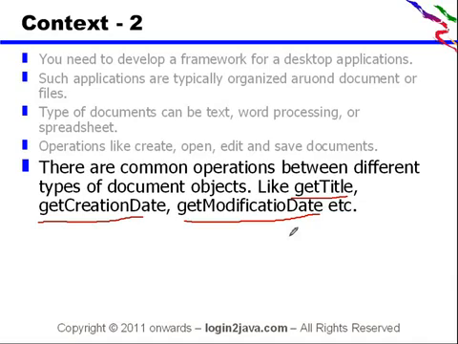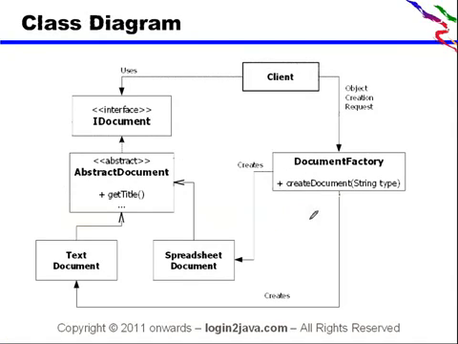Just give it a thought for a few seconds. I think the answer should come in your mind. What you can do is, you can have an abstract document between the interface and your concrete implementation, where all the common implementation methods can be coded over here in the abstract document, like get title, get modification date, get file name, get file path, get creation date. All these methods can be here in the abstract document.